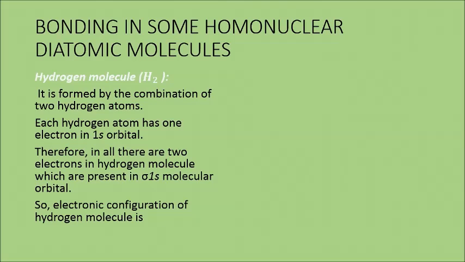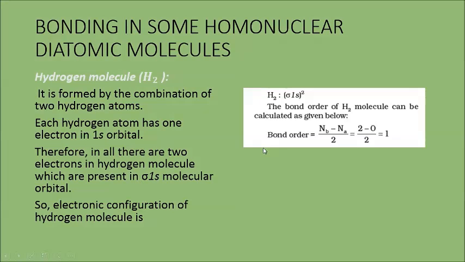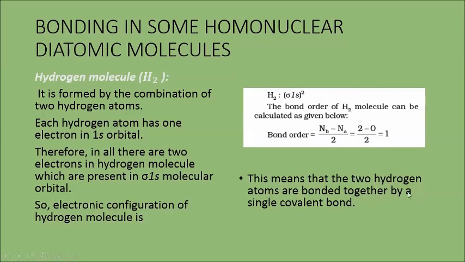So the electronic configuration of the hydrogen molecule can be written as H2 equals sigma 1s2. That means two electrons are in the bonding molecular orbital. And from here we can find out the bond order also. Bond order is equal to Nb minus Na by 2, the number of electrons in the bonding molecular orbital, that is 2 here, minus the number in the antibonding, nothing is there. So it is 2 minus 0 by 2, which is equal to 1. That means the two hydrogen atoms are bonded together by a single covalent bond.